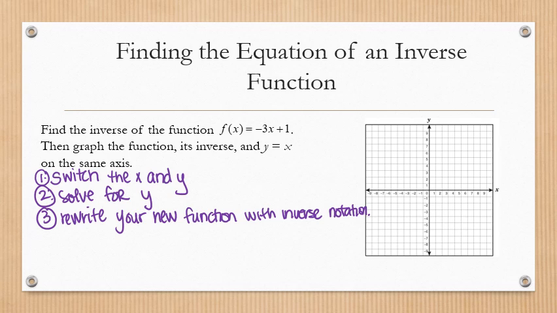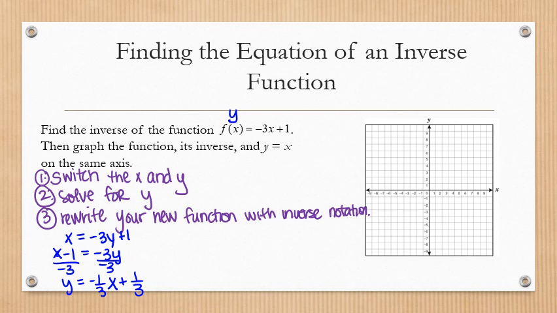Okay, so for this function, we'll switch the x and the y. Remember that f of x is essentially y. So right now we have y equals -3x plus 1. Switching those gives us x equals -3y plus 1. And now we'll solve for y. Subtract 1 from both sides, and then divide both sides by -3. And we have y equals -1/3 x plus 1/3.